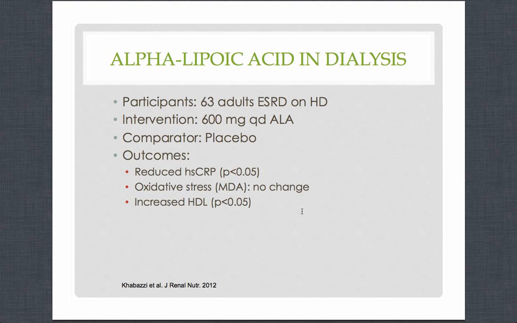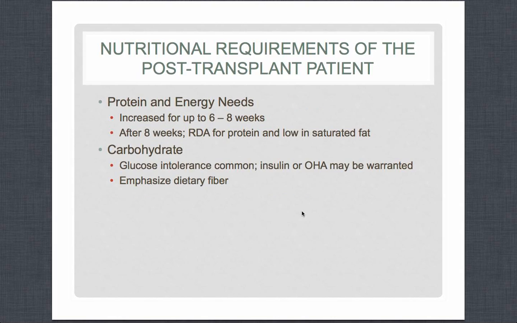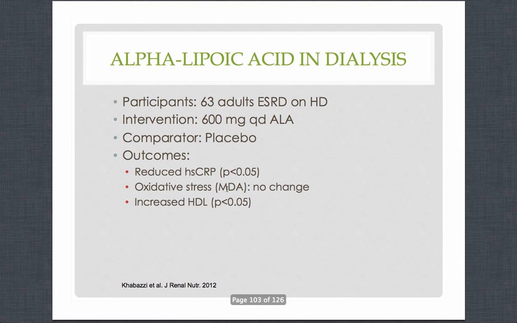Alpha-lipoic acid in dialysis, 36 patients with end-stage renal disease on hemodialysis given 600 milligrams every day of alpha-lipoic acid compared to placebo. ALA reduced C-reactive protein, did not change oxidative stress, increased HDLs. So these are very peripheral biomarkers.